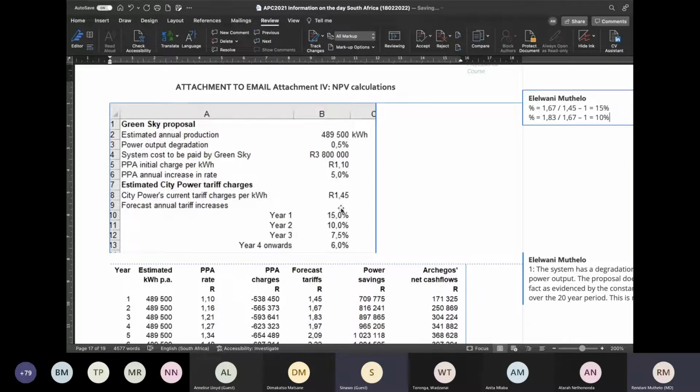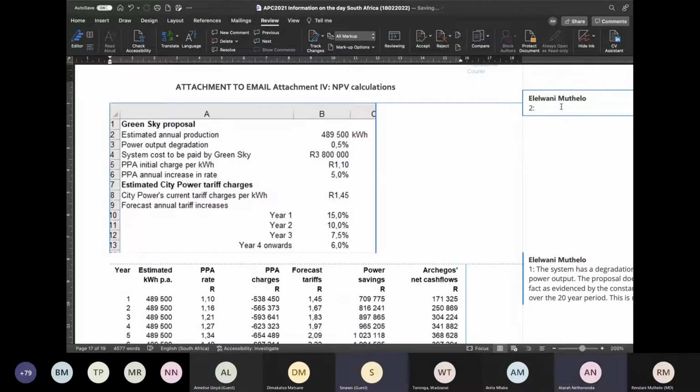And this will be useful if this was not given. But because it's given and I don't have a reason to doubt it, I will not bother to recalculate. But now talk to me about reasonability. Tell me your views. Hi, Rendani.